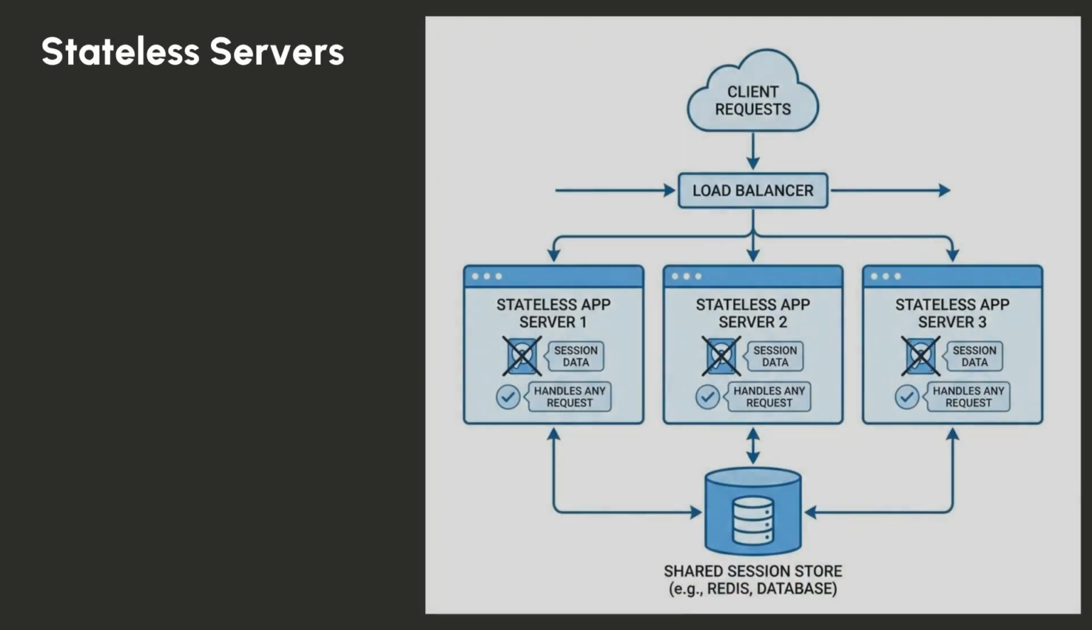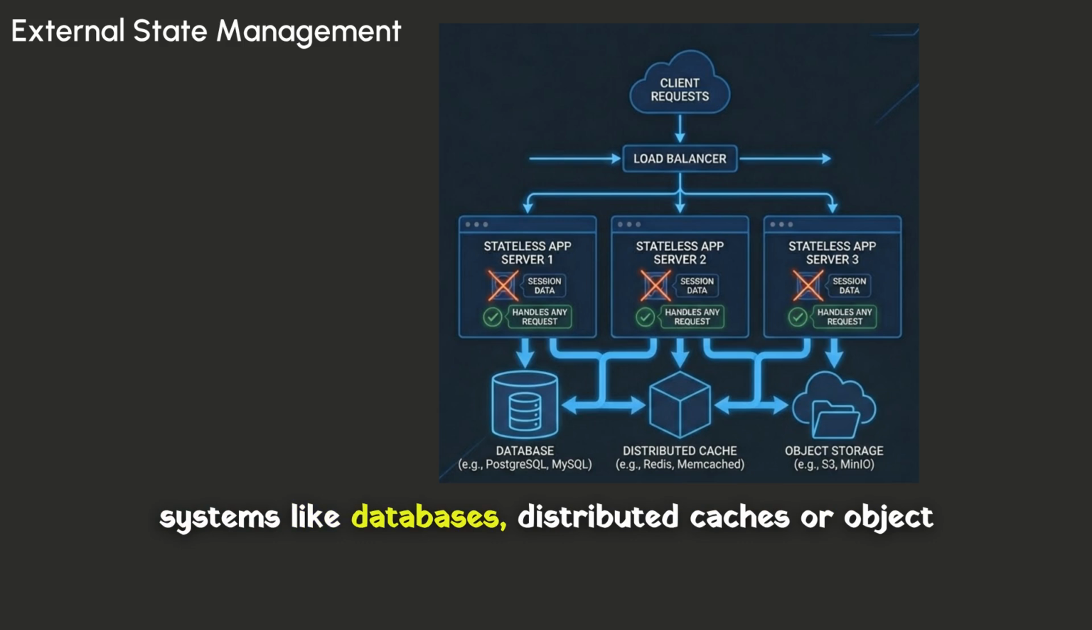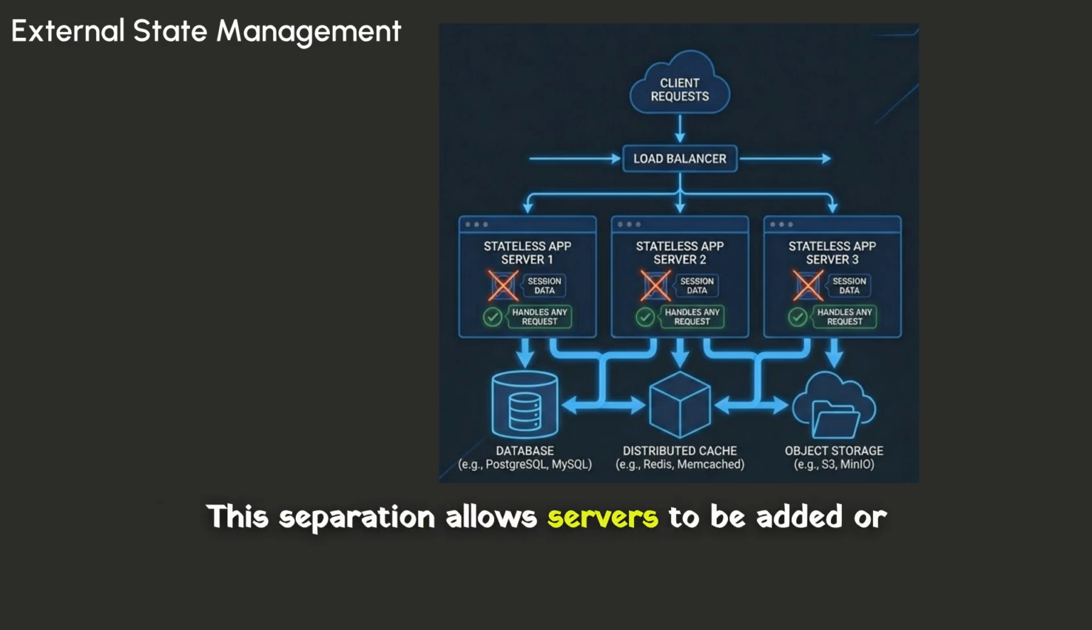For horizontal scaling to work effectively, application servers must be stateless. This means servers do not store user session data or request state locally. Any server should be capable of handling any request at any time. All shared state, such as user sessions, application data, or cached responses, is stored in external systems like databases, distributed caches, or object storage. This separation allows servers to be added or removed without impacting correctness.